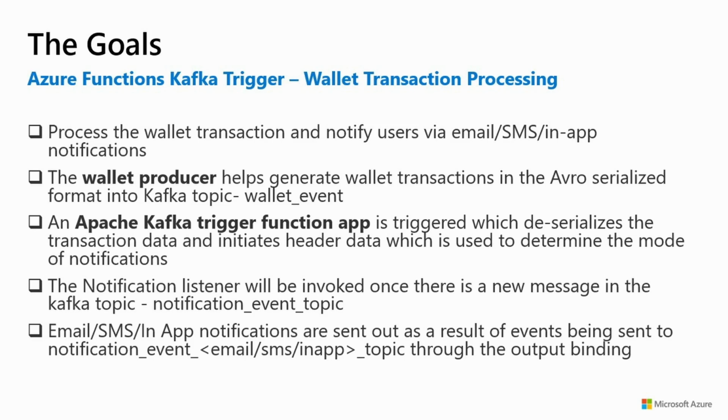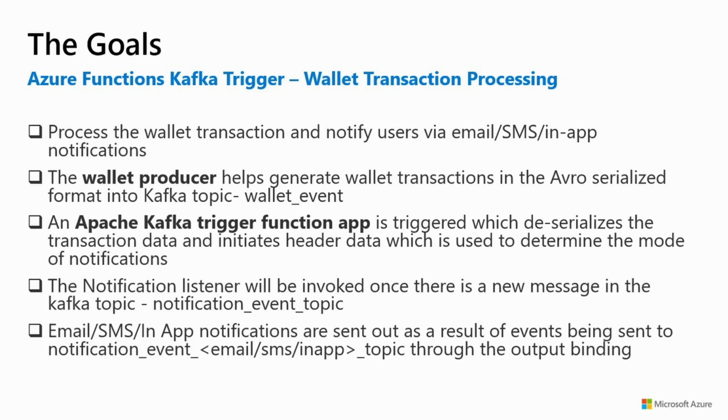So the wallet producer generates wallet events in Avro generic format, and the function app gets executed whenever a wallet event is produced. These event messages are further processed to determine the mode of channel, like either an email or SMS or in-app to notify the messages. So these messages are sent to the respective Kafka topics which are collecting emails or SMSs.